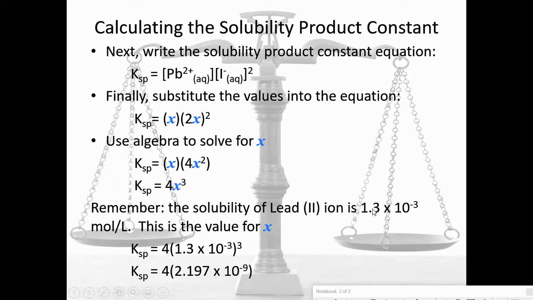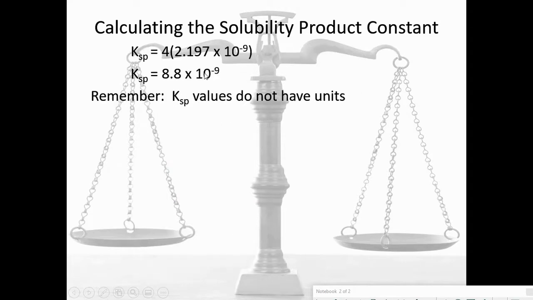So now we substitute 1.3 times 10 to the power of negative 3 moles per liter into the value for x. So 1.3 times 10 to the power of negative 3 to the power of 3, do the exponents first, gives you this number here. Multiply that by 4, gives us our final answer of 8.8 times 10 to the power of negative 9. Remember, KSP values do not have units.